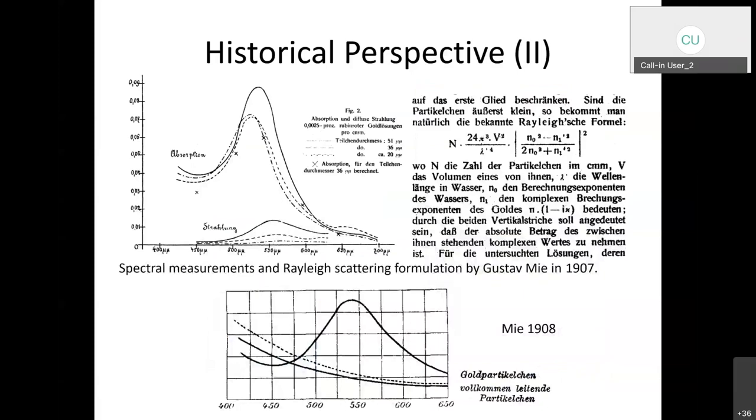So where does this strong color come from? And you can see here there is the paper by Gustav Mie.